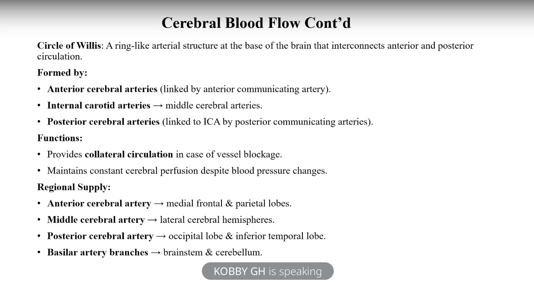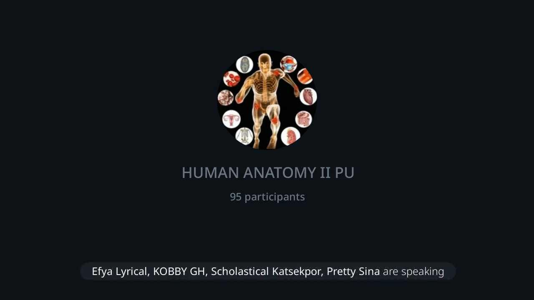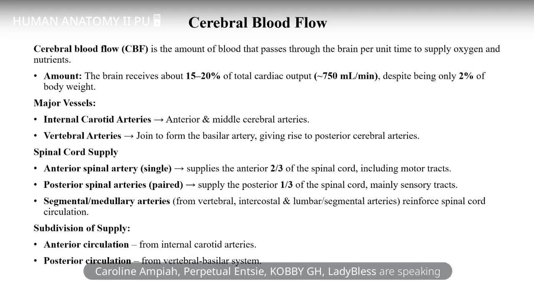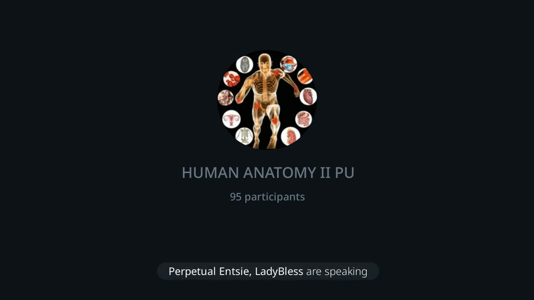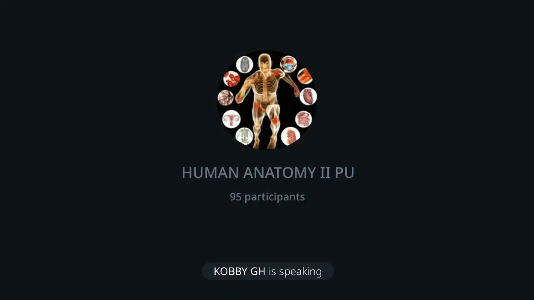Okay. Mention the two main vessels supplying blood to the brain. Listen to the question very well. The two main vessels that supply blood to the brain. Internal carotid arteries and vertebral arteries. Excellent. That's 100% correct. So the internal carotid arteries and then the vertebral arteries.